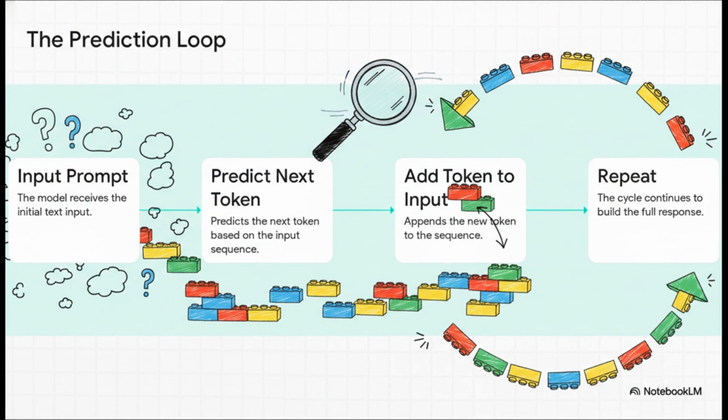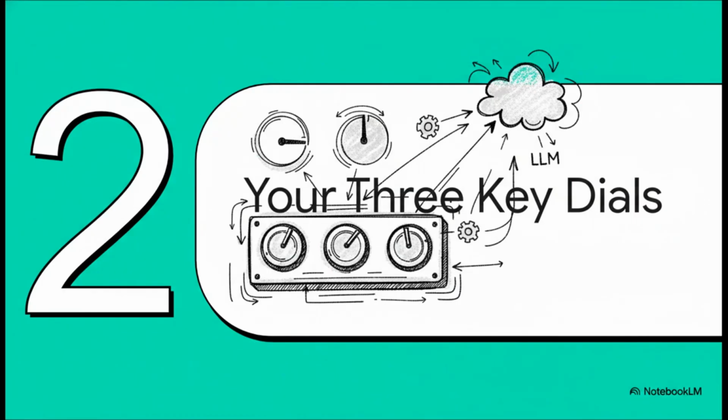The model takes your prompt, it predicts one single token, then it tacks that new token onto the end of the input, and it does it all over again. It's kind of like building something with Legos, one tiny piece at a time, where each new brick you place helps decide where the very next one should go. Okay, so if it's just predicting, how do we steer it? Well, lucky for us, we're given a control panel. And on that panel, there are 3 main dials that let us mess with that prediction process directly.